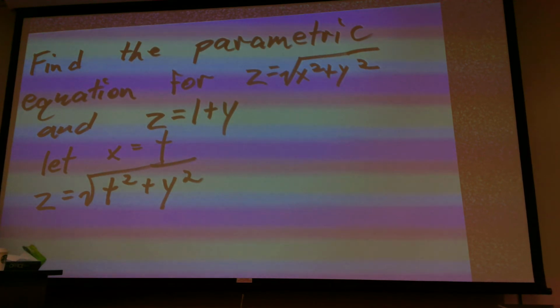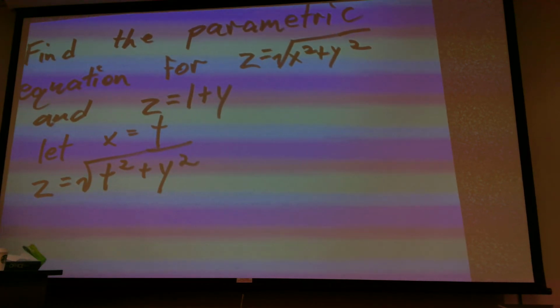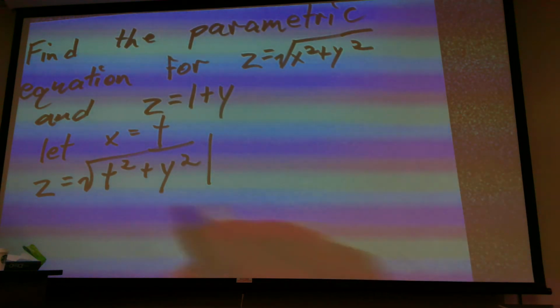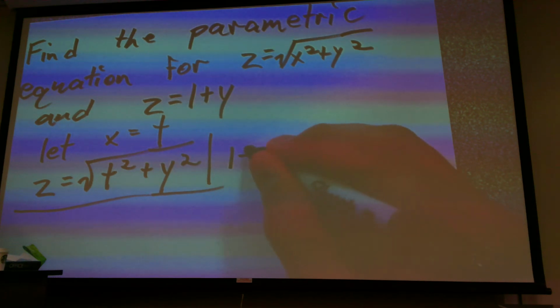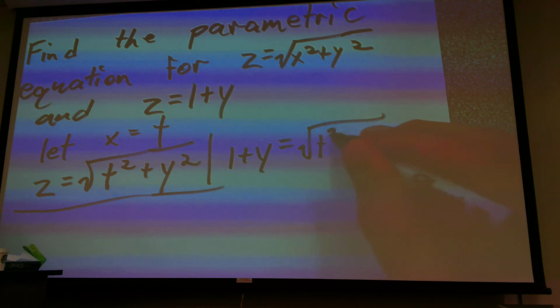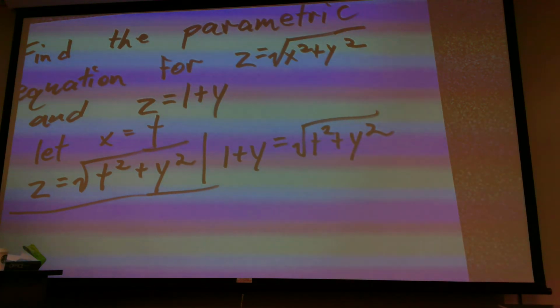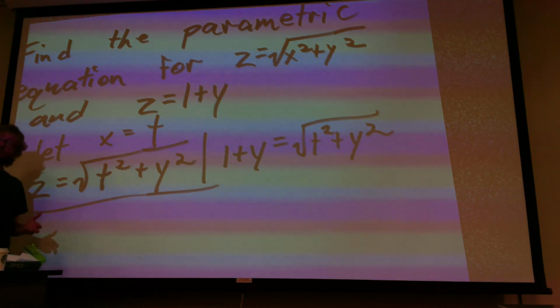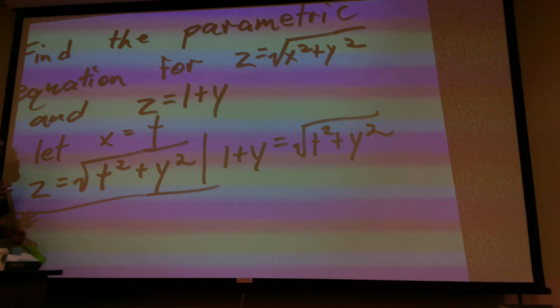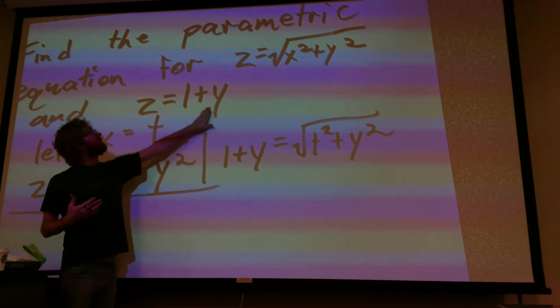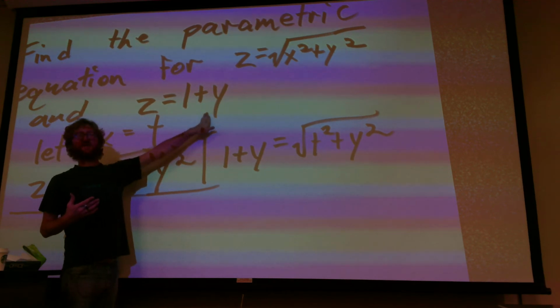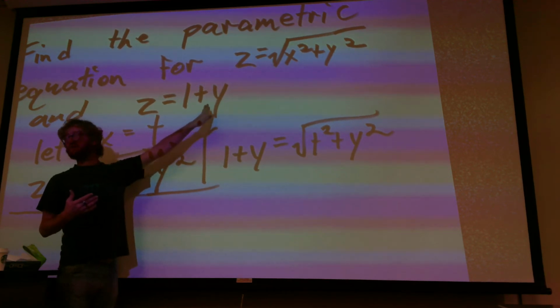What's that going to give me? First we have this, and then we can say, you know what? 1 plus y would equal the square root of t squared plus y squared. Okay, now I can take this thing right here and manipulate it until I find y as a function of t. And once I have y as a function of t, I can plug that y back into this one right here to get z as a function of t. Now I'm giving my three parametric equations.